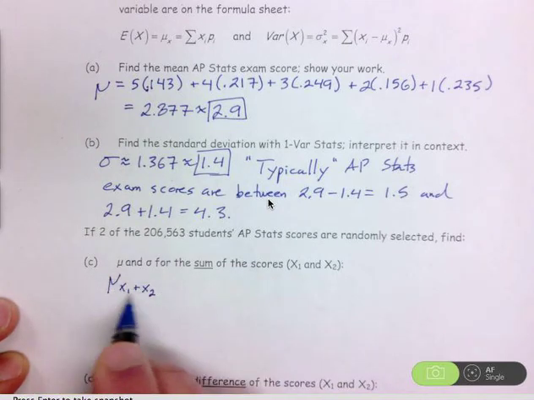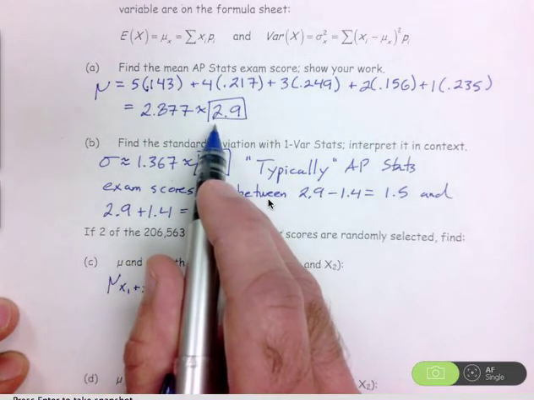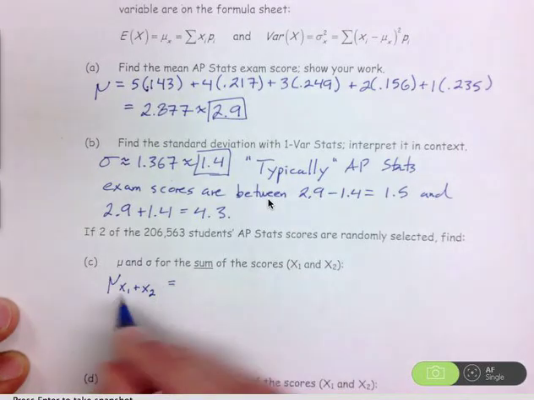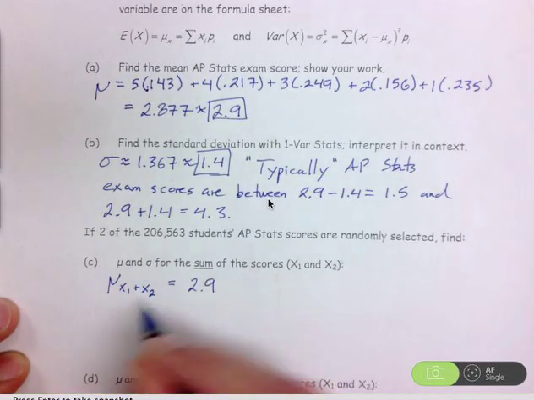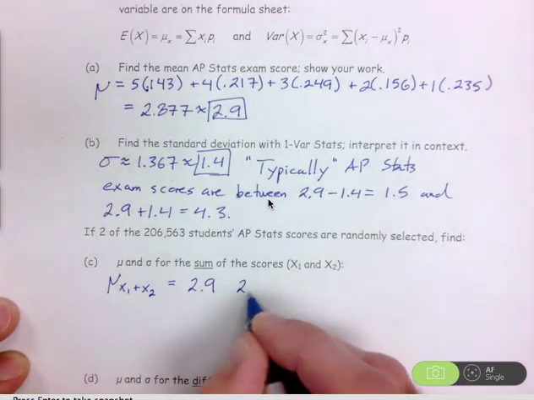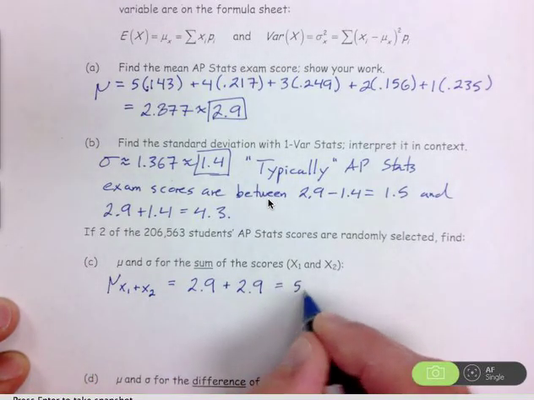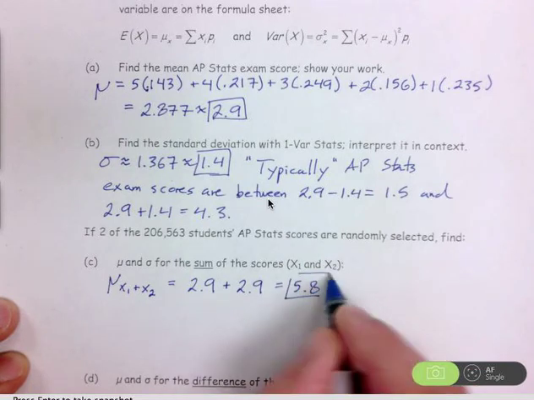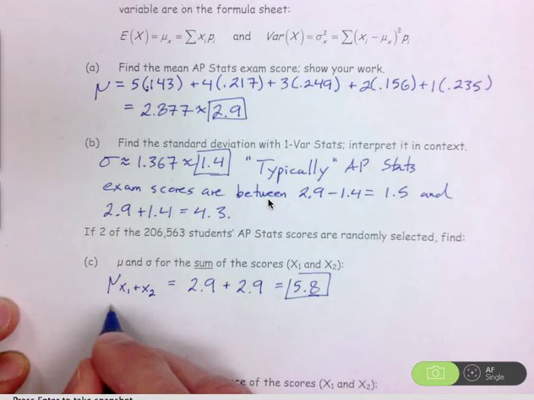So I've got 2 random variables, and I'm interested now in combining them by adding. So the mean of the first random variable, well, we already calculated for an individual score, the expected value is 2.9. For the second random variable, its mean is also 2.9, and we'll add them. 5.8. Not particularly sophisticated. The standard deviation, though, is a little bit more sophisticated.